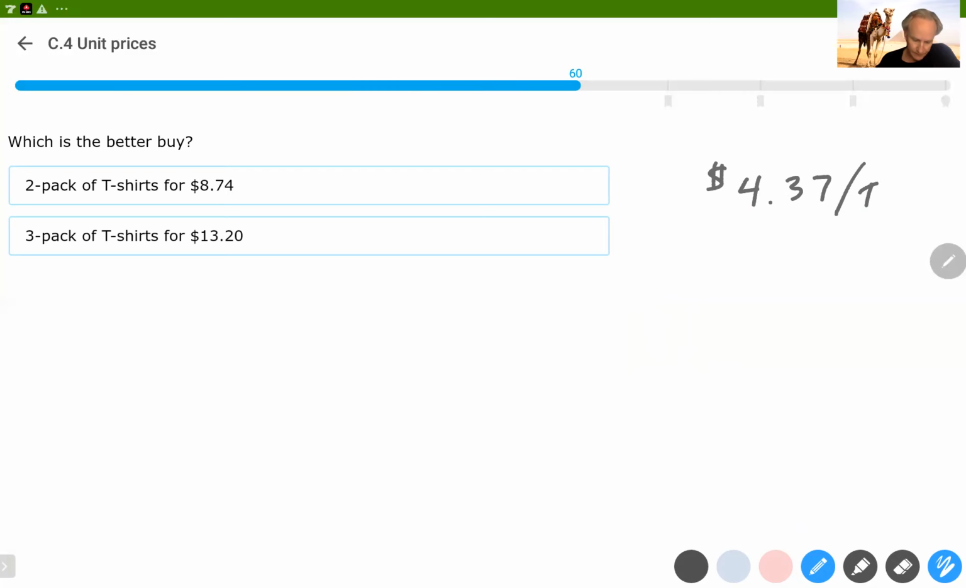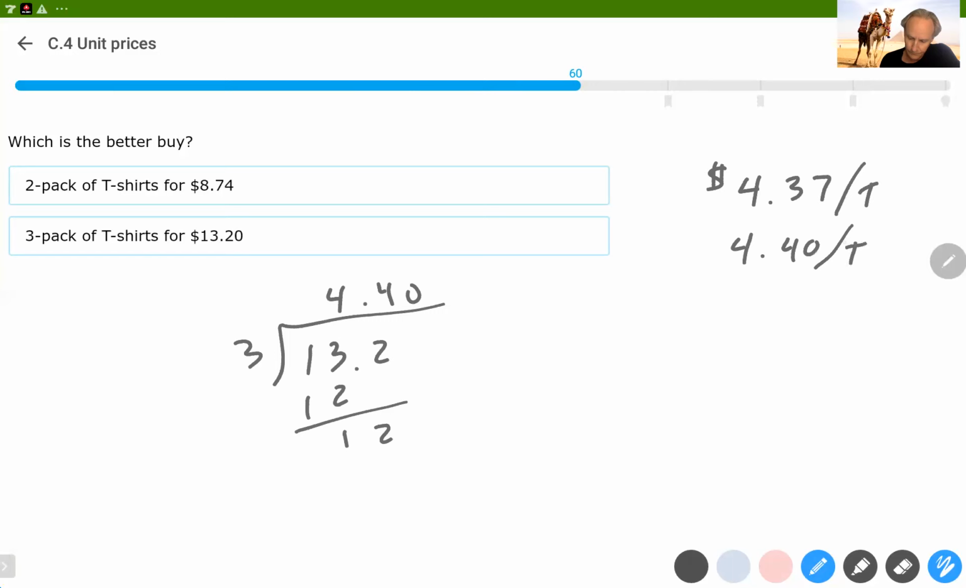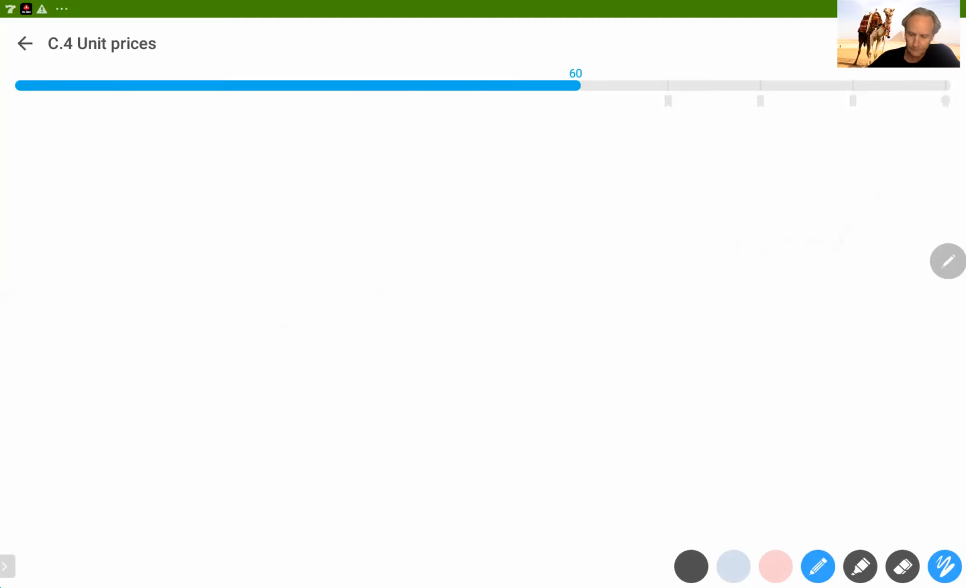3 goes into 13.20. 3 goes into 13 4 times. That's 12 and 4.40. Not much difference in price, but which one is the better buy? The one that's less.